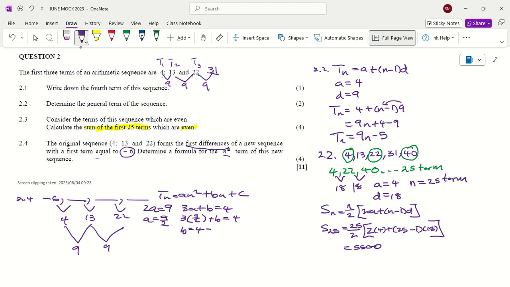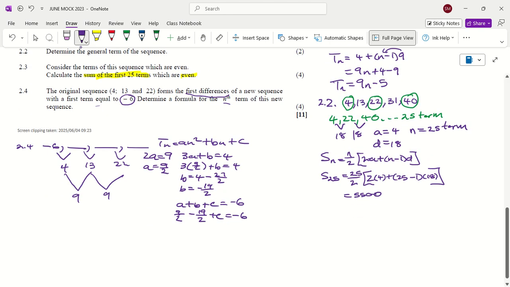So b is equal to 4 minus 27 over 2, right? Then b is equal to what? It's negative 19 over 2. Now we know that a plus b plus c is equal to the first term, right? The first term is negative 6. So a is 9 over 2 plus, in fact, let's say minus 19 over 2, right? Plus c is equal to negative 6, right? Then what is 9 over 2 minus 19 over 2?